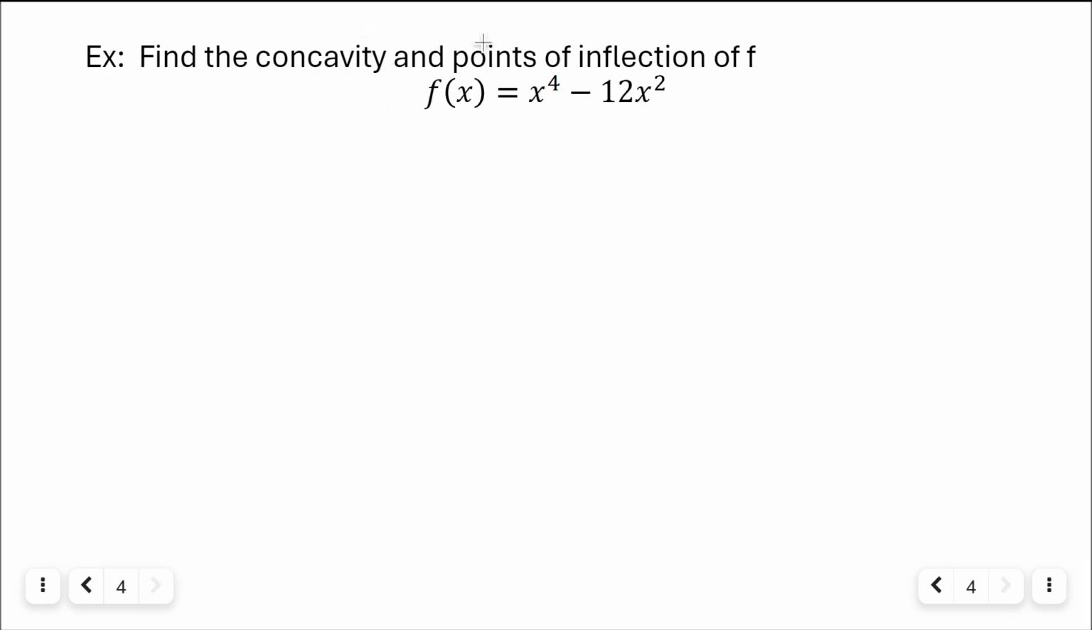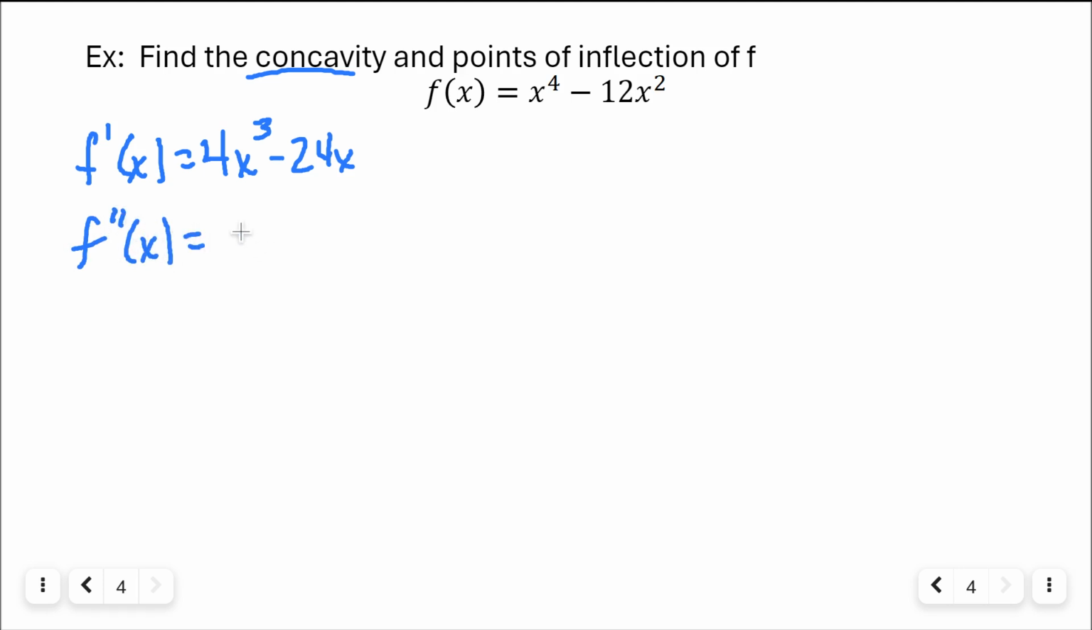So we're going to find the concavity and points of inflection of f if f of x is equal to x to the fourth minus 12x squared. To do this, I need to go to the second derivative to find concavity. So the first derivative would be 4x cubed minus 24x. The next derivative would be 12x squared minus 24.